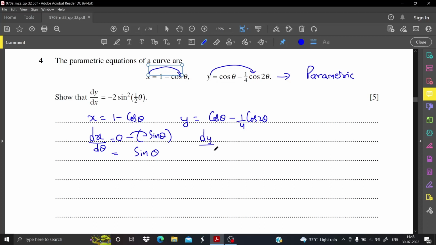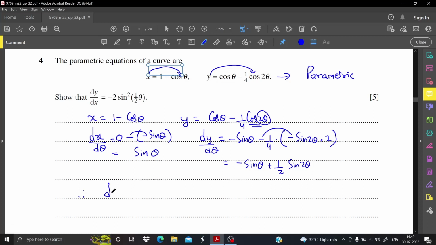And dy by d theta equal to, cos differentiation is minus sine theta, minus 1 by 4. What is the differentiation of cos 2 theta? It's negative sine 2 theta times, you have to use the chain rule here, differentiation of 2 theta is 2. So that will give you negative or minus sine theta. So minus into minus is plus, and the 2 cancels out the 4 here. So you get 1 by 2 sine 2 theta.